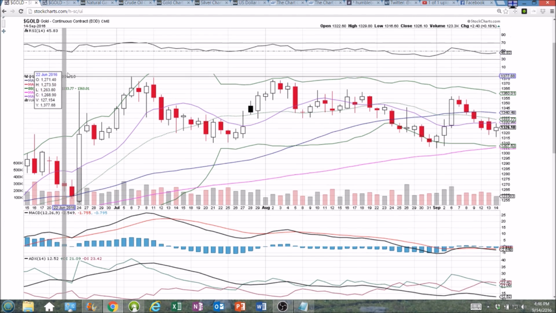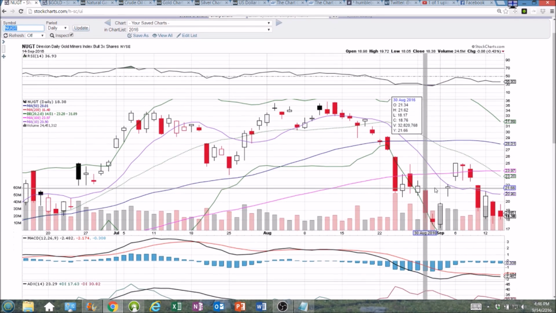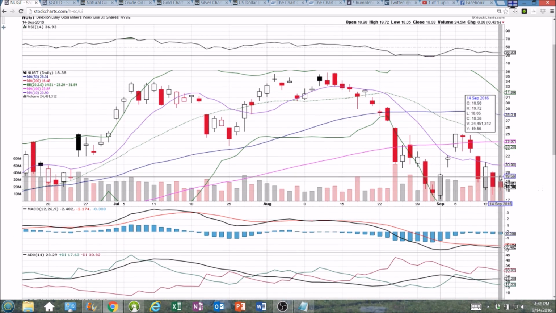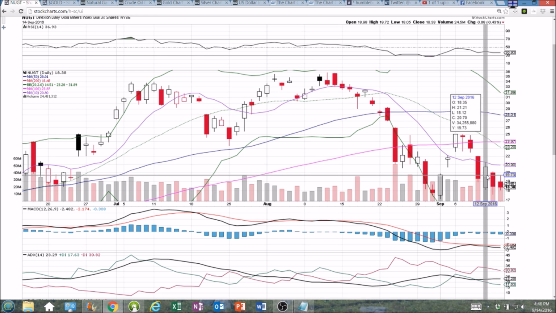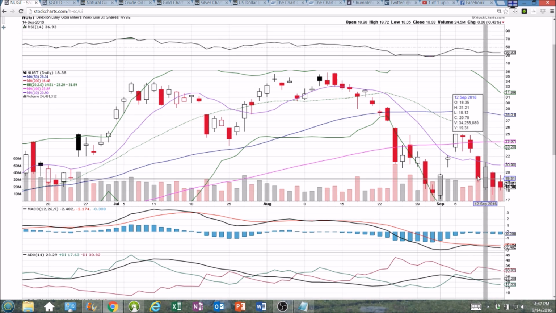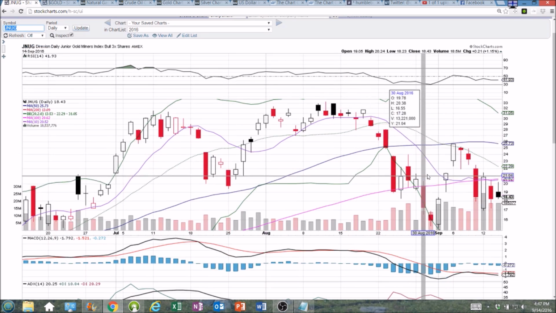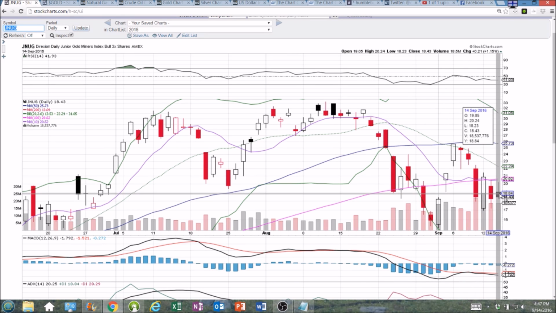So let's look at the minors. Very clear: senior miners weaker than the junior miners. Senior miner NUGT broke the low of Monday yesterday, and we're trading within yesterday's range today, but you can see JNUG did not break that low, and we're in a very tight pattern. You can use the range of today tomorrow to get some ideas on JNUG.